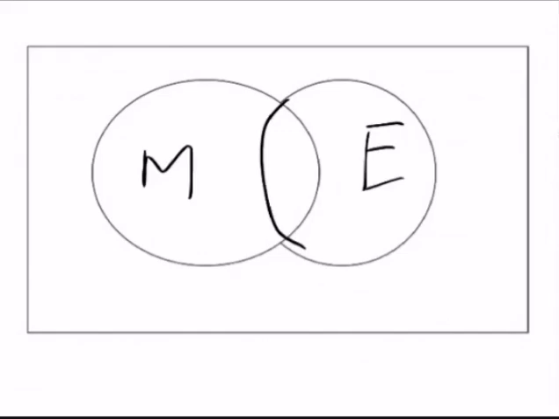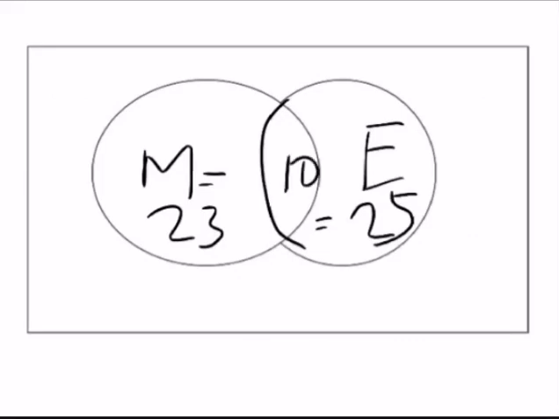So we're going to write the value of maths, that's equal to 23. And then we write the value of English, that's equal to 25. And the question told us that the people taking both maths and English are 10 in number. So here is the intersection between both of them. These two people here, they are both here and both here. Do you understand? So this is how to draw the Venn diagram.